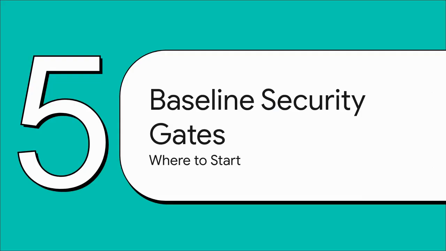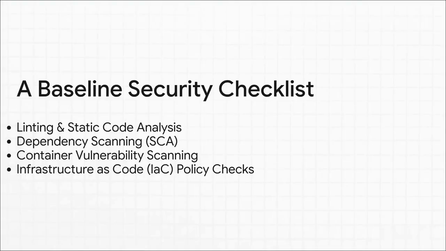Okay, so where do you even start with all this? Let's boil it all down to a practical checklist, a baseline of security gates you can implement in your GCP pipeline, like today. This is it. Seriously, if you're looking for a place to start, this is a fantastic checklist for pretty much any team. Set up these 4 automated gates. Analyze your source code, scan all your dependencies, scan the container images themselves using something like Google's own artifact analysis, and validate your infrastructure policies. Just doing these 4 things will massively improve your security posture.